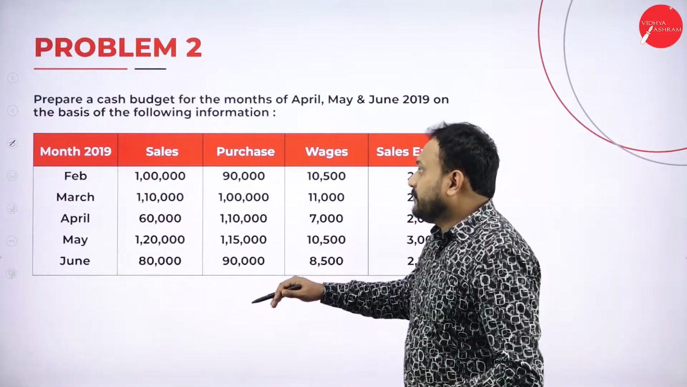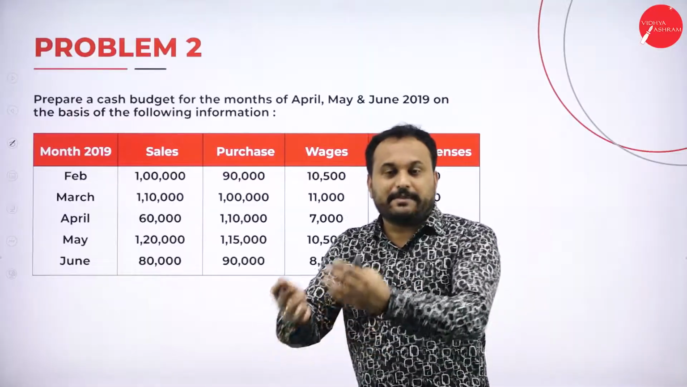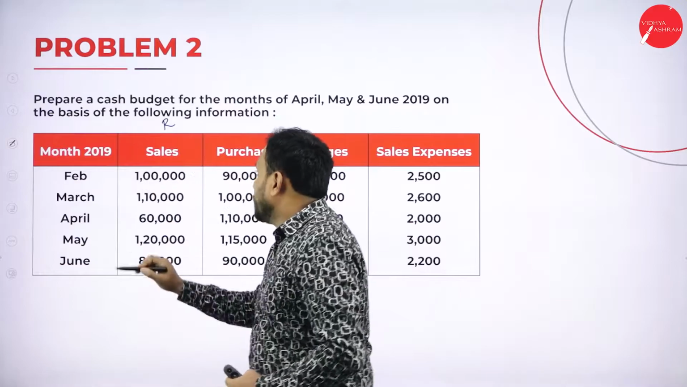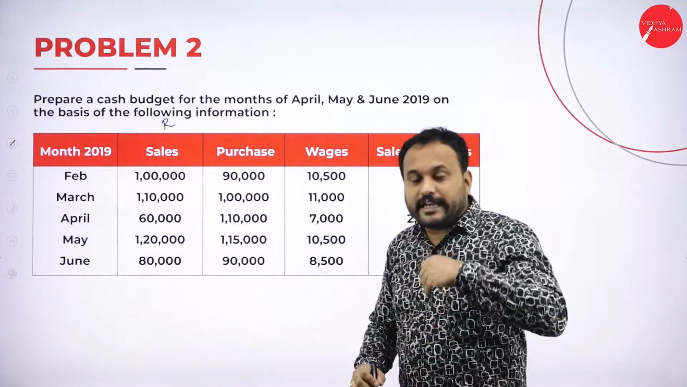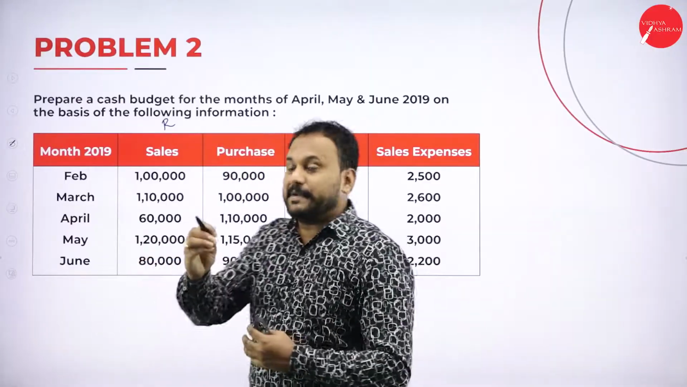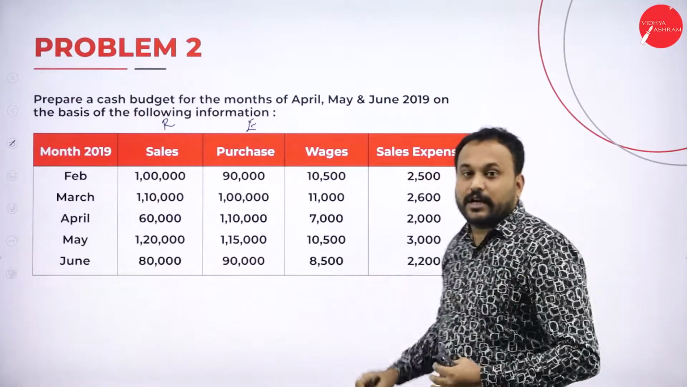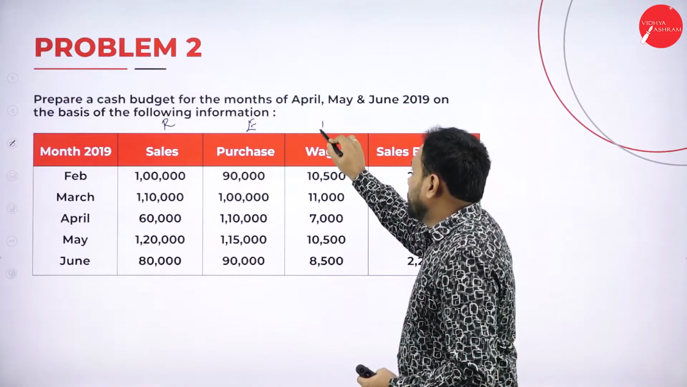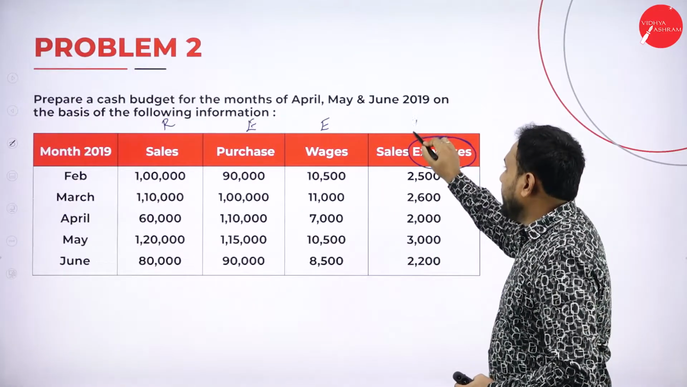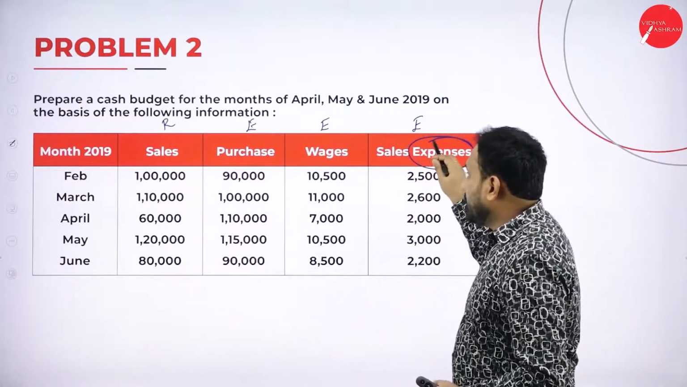Here in our problem, we have what? Sales. I have done sales, so that means money is coming into our business. So this is called our receipts. Here, purchases. I've purchased something, now I need to pay money. So this is expenses or payment. Wages is again expenses. Now, sales expenses, they have only said the word expenses. So we have one receipt and we have 3 payments.